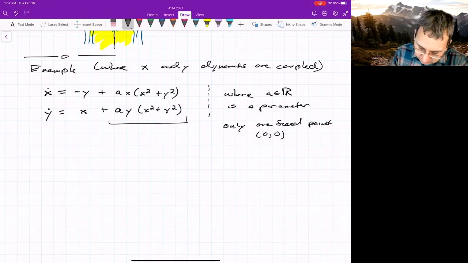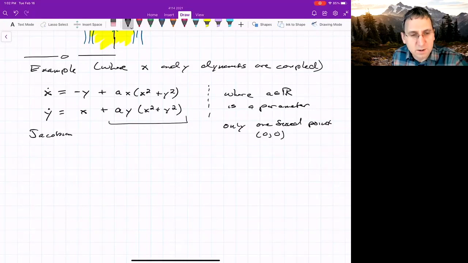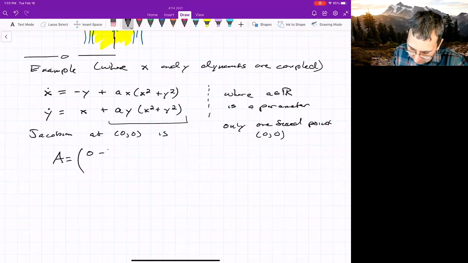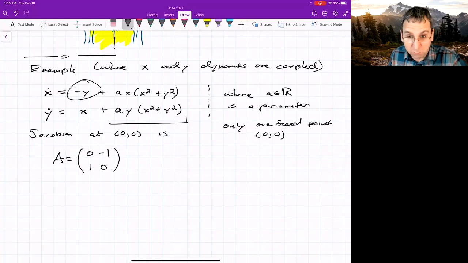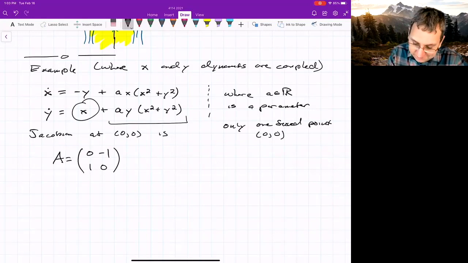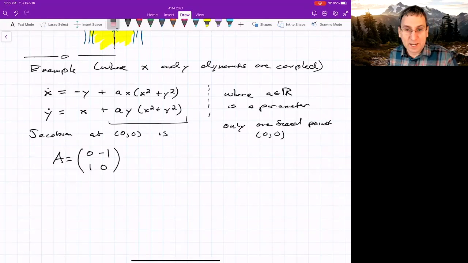So we can just immediately write what the Jacobian is. Jacobian and Jacobian matrix are used interchangeably, so we might just say Jacobian. So we've got 0, -1, 1, 0, because this is -y. So take partial of that, partial y. And then this just has x. It's a linear term, so take partial of that, partial x, and you get a 1. So that's what A is.